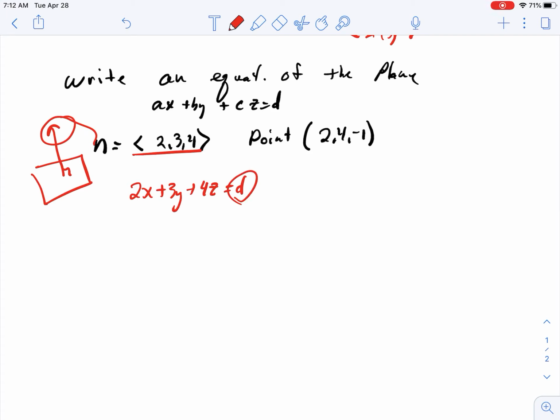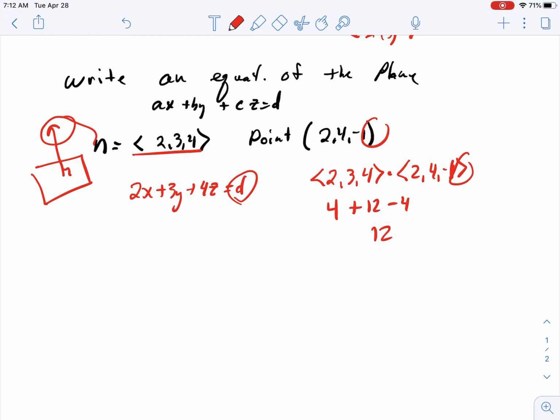Now, there's a couple ways you can get d. I told you the easiest way is to just take any point and do the dot product. So (2, 3, 4) dot (2, 4, -1), and just think of it in that way. Even if it's not the same point, you get the same value quickly. So you have 4 plus 12 minus 4. So therefore D is that.